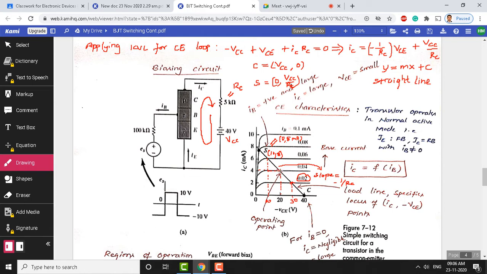And now here this midpoint is very important. This is in the forward active mode. So at this point, you can use the BJT as an amplifier. But at the end points, like see here the cutoff point, you can see that the collector current is 0, and you can see the saturation point here where the collector emitter voltage is 0. These points can be used as a switch.